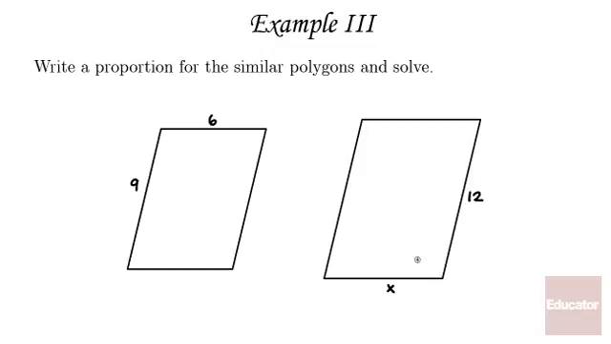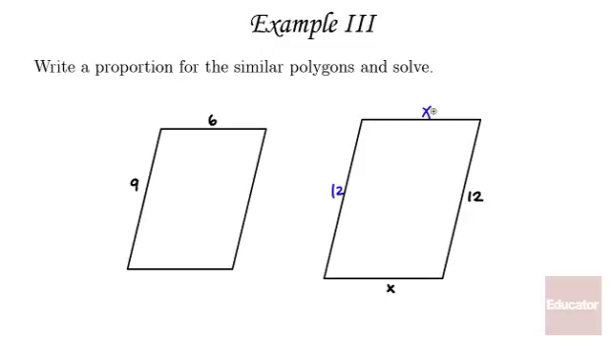Here, this is corresponding with this side, right? And this is corresponding with this side. But they give you the other sides. For a parallelogram, this side and this side are the same. So I can just write this as 12. And this side and this side are the same, so this is going to be x.